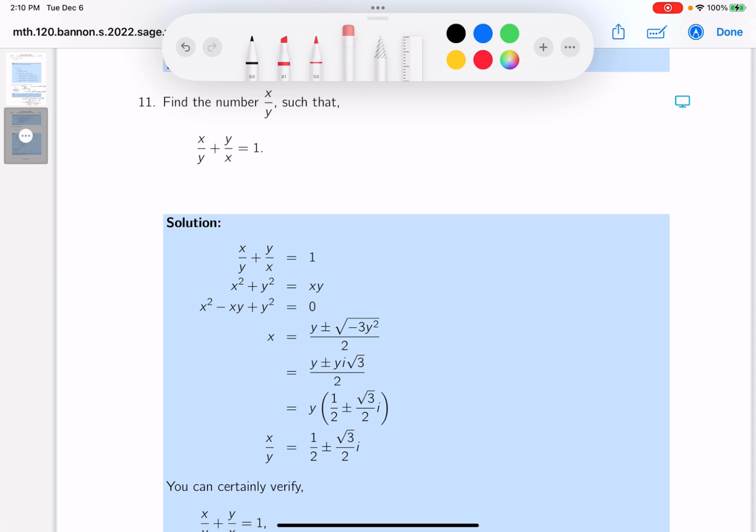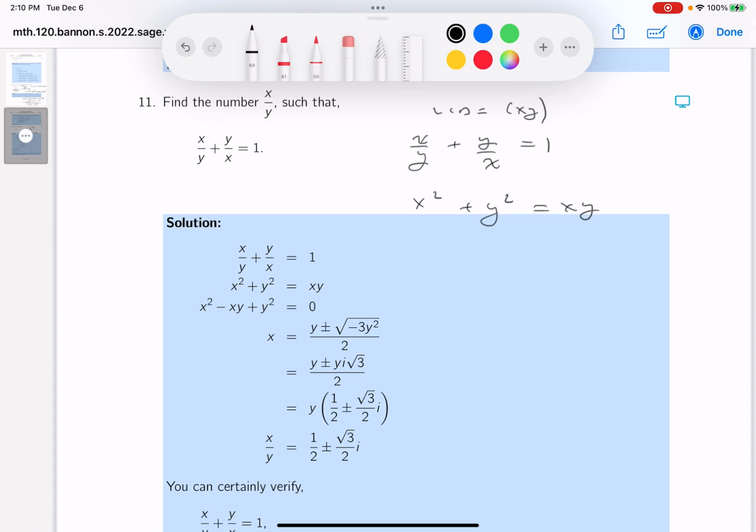So what I would recommend doing is just looking at it and starting somewhere. Let me write this over: x over y plus y over x is equal to 1. I'd clear the fraction by multiplying both sides by the LCD. The LCD here is simply xy. And what do you get there? You get x squared plus y squared is equal to xy.